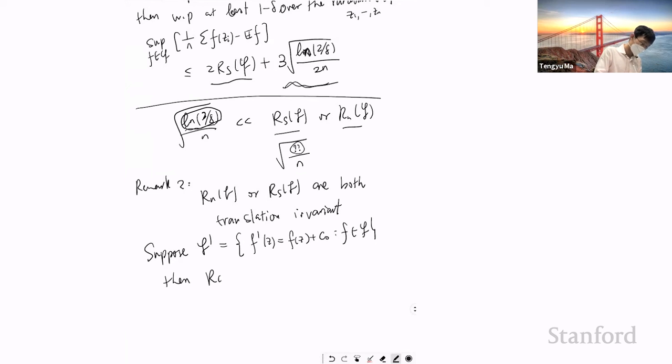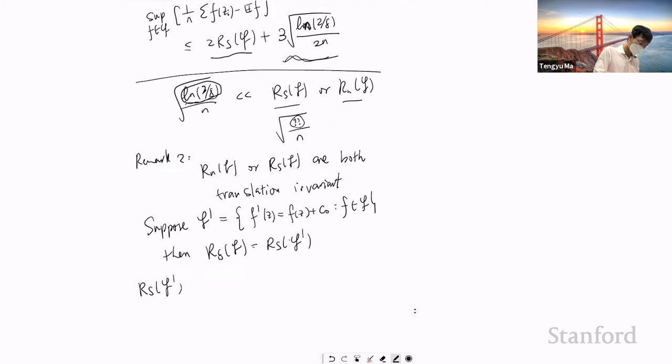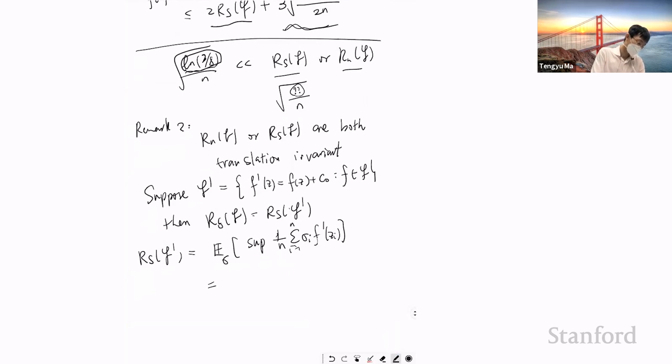Then they have the same empirical Rademacher complexity. And in some sense, we have seen this derivation in one of the derivations before, but let me just make it more explicit. So the Rademacher complexity of this: you look at the expectation over sigma, and you take the sup of the sum of sigma i f prime of z i. And you plug in the definition, plus c0.